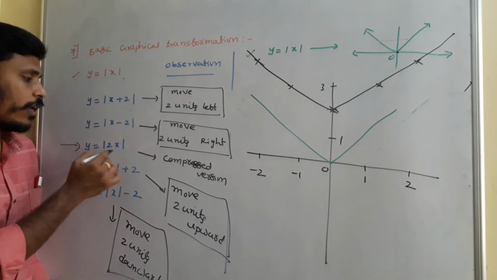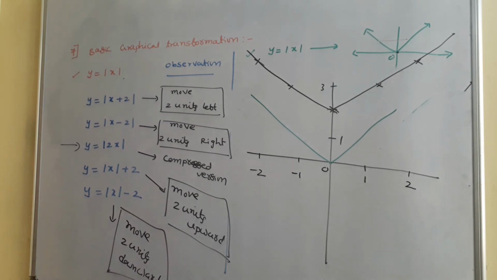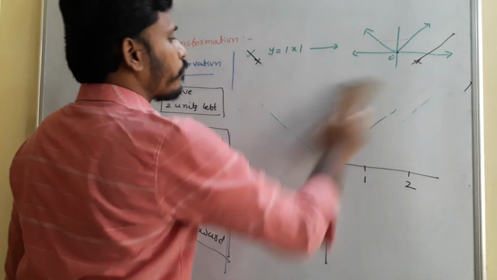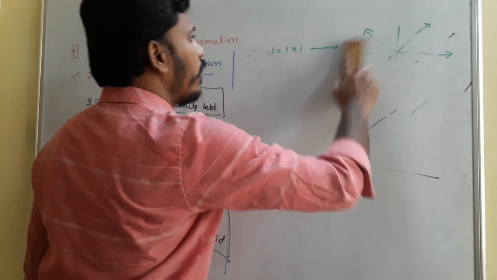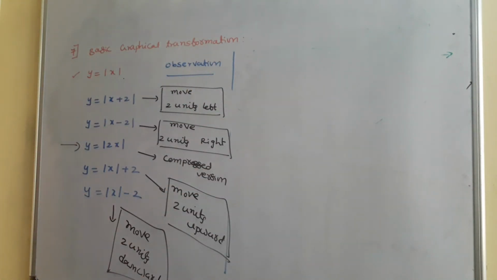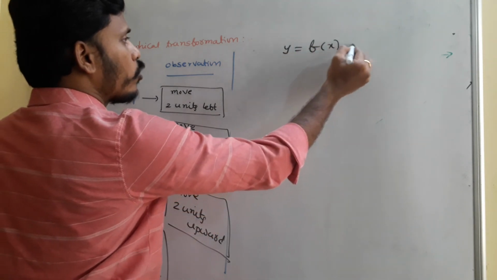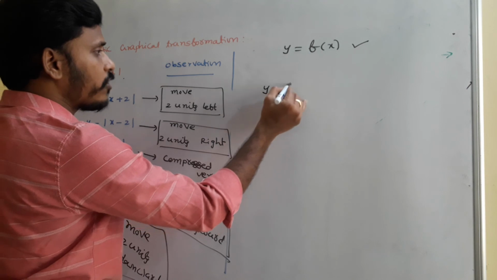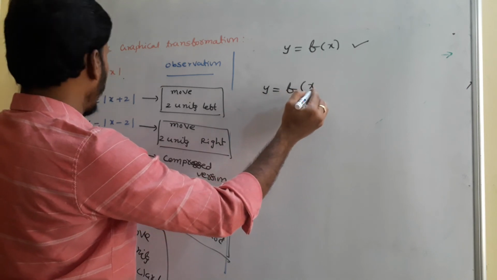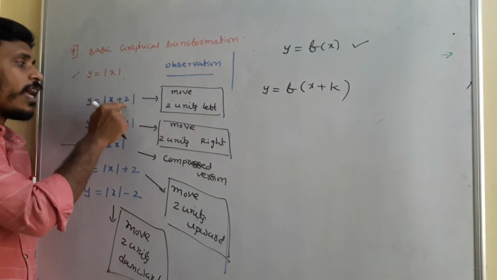Whereas for these types of cases, we need to compress the graph. So that's the basic graphical transformations. With all this idea, now I will generalize one possibility. The general possibility is: if you have a graph for y is equal to f of x, and you wish to sketch the graph for y is equal to f of x plus k, just think about it. In the modulus I have x plus 2.